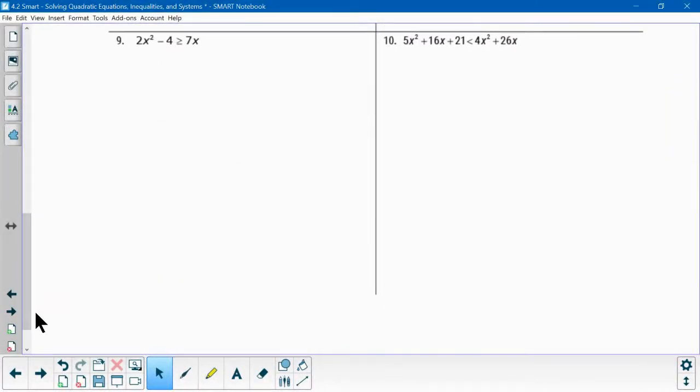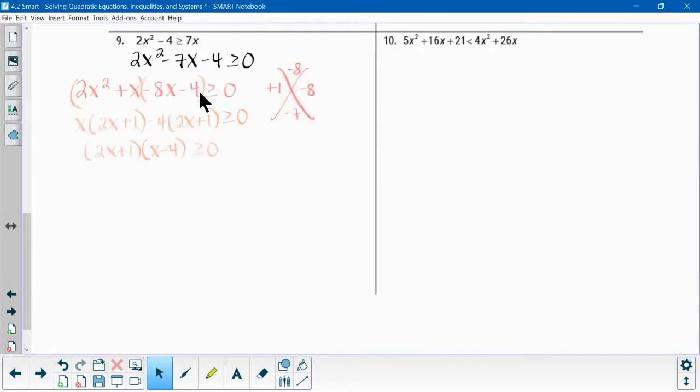For number 9, we are going to go through the same process. I'm going to move everything to one side, and I'm going to factor. So with this factoring, I don't have any GCF, but I want it to multiply to be -8 and add to be -7. So that's going to be -8 and +1. So I split my middle term. I did my two groupings.